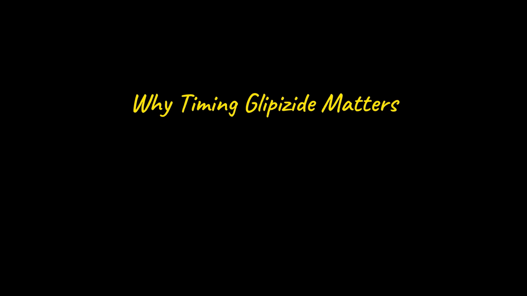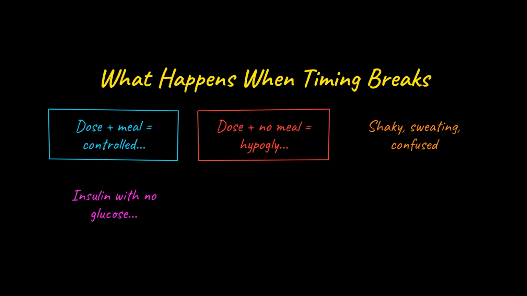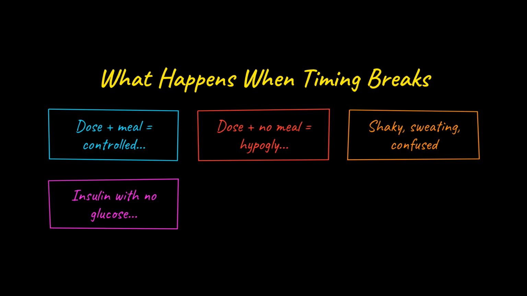Glipizide is taken roughly 30 minutes before breakfast so that the insulin it releases peaks at the same time glucose from the meal enters the bloodstream. The drug and the meal must arrive together. They are partners. If the dose is taken and the meal is skipped or delayed, insulin surges into the blood with no glucose to act on. Blood sugar plunges, causing hypoglycemia, shakiness, sweating, and confusion. This is the signature danger of the entire sulfonylurea class.